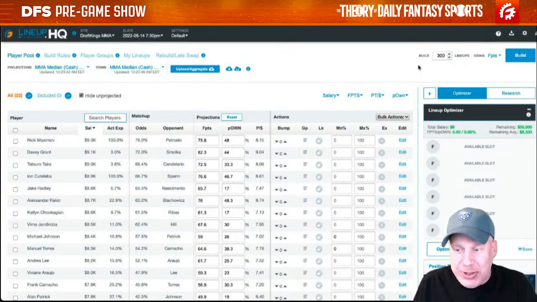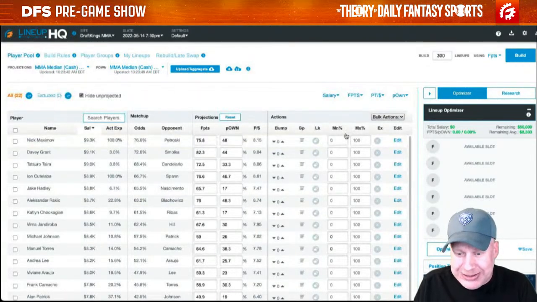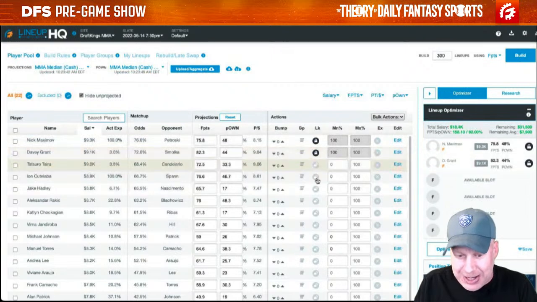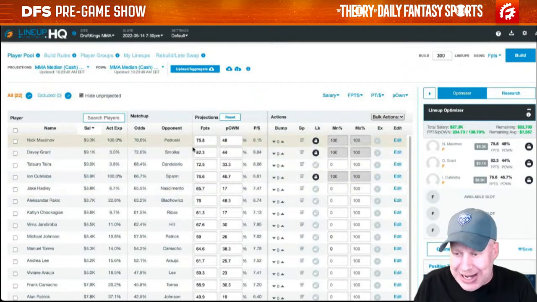But in Lineup HQ, you could build up to 300 lineups. Now, if we set the build rules on just one unique and everything, just to give me whatever it wants, we could go through and say, let's say you're going to roster Maximov, Grant, and Kudalaba together. Three 40+% owned fighters that are 89, 91, and 93. The average remaining salary is 75.67, and you have 3 slots left.